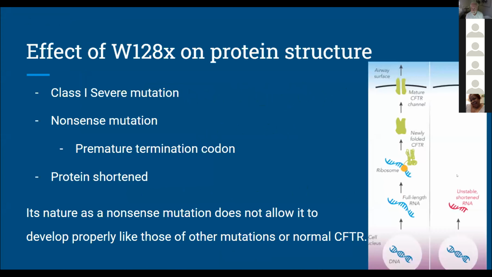To begin, there are a few classes that mutations fall under, ranging from mild to severe. In this case, our mutation falls under class 1, which is classified as a severe mutation. The structure of a W1282X protein is not at all that of a normal CFTR protein. As a nonsense mutation, a premature stop codon is added as a result of the mutation, hence shortening the protein and altering its original structure.